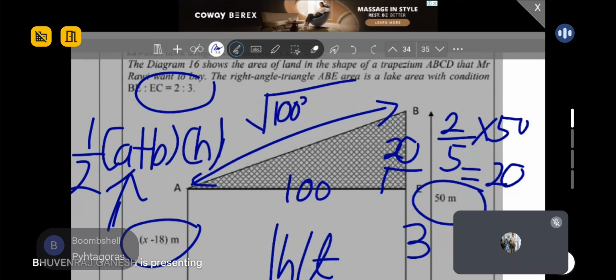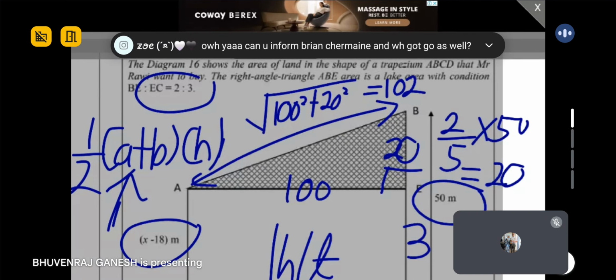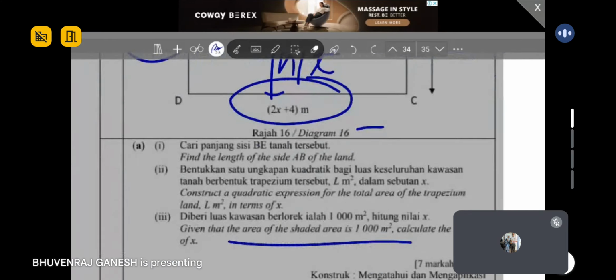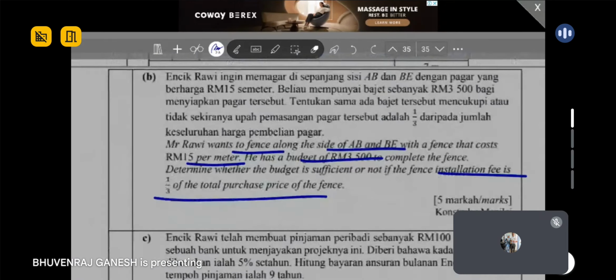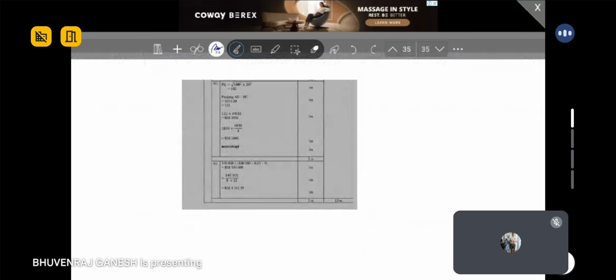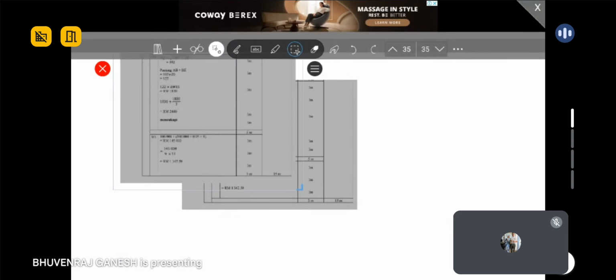So just macam ni lah. Okay, guna rumus saja. Okay, so this is your value. If you count and see, you will get 102. Okay, tepat. 102. Okay, so your AB plus BE is just 102 plus 20. So total, it is equal to 122. Okay, jumlah dia.